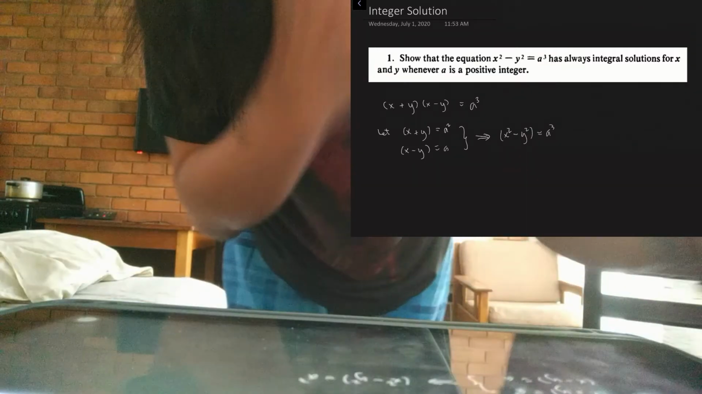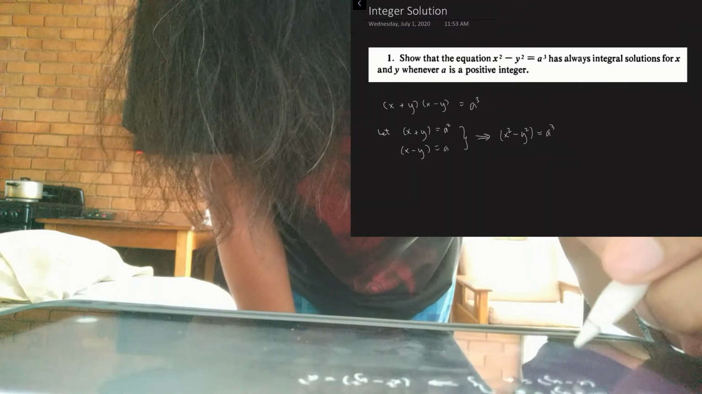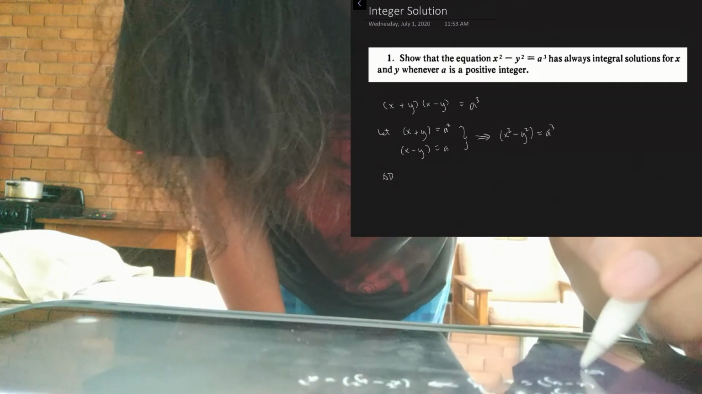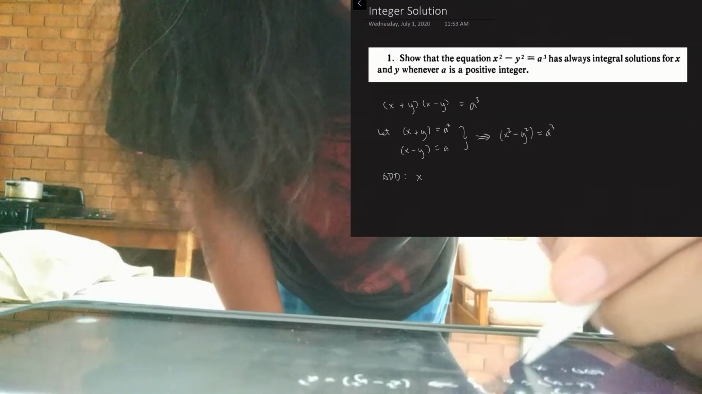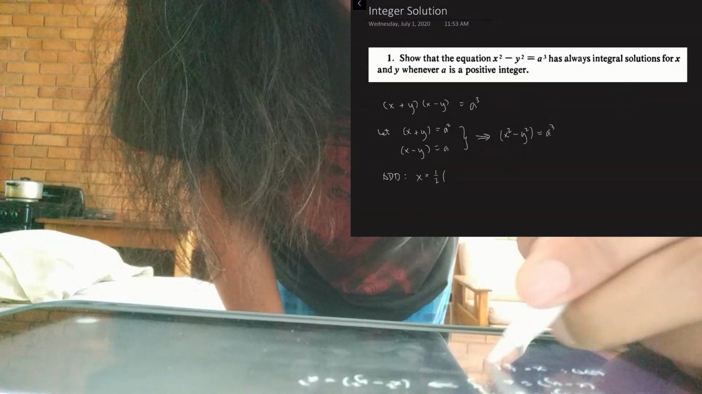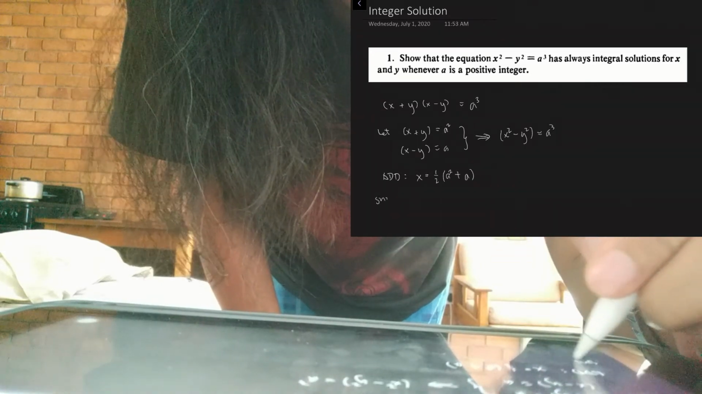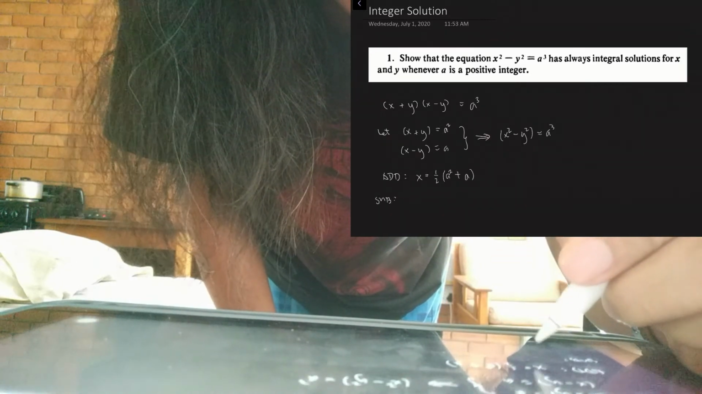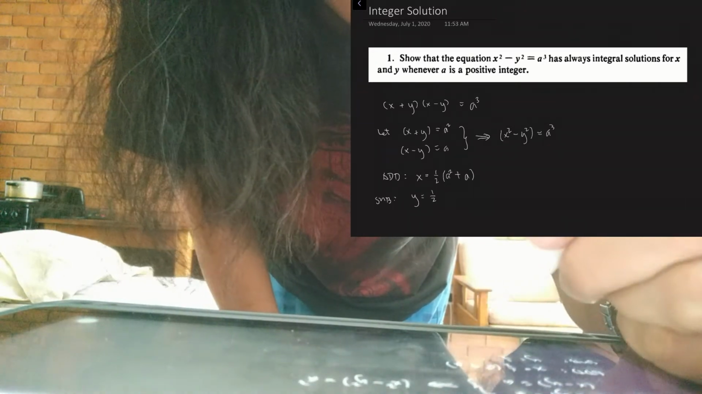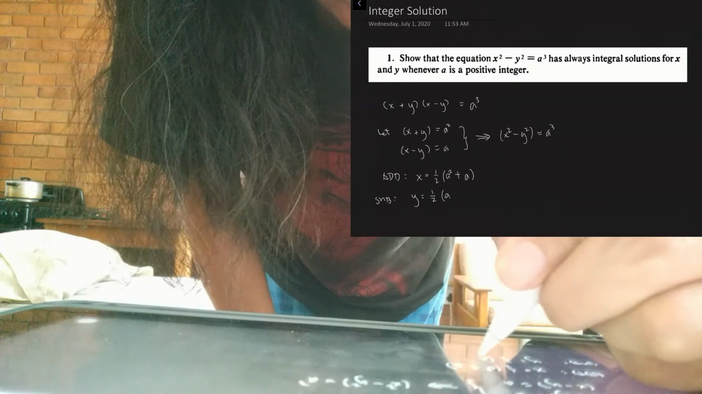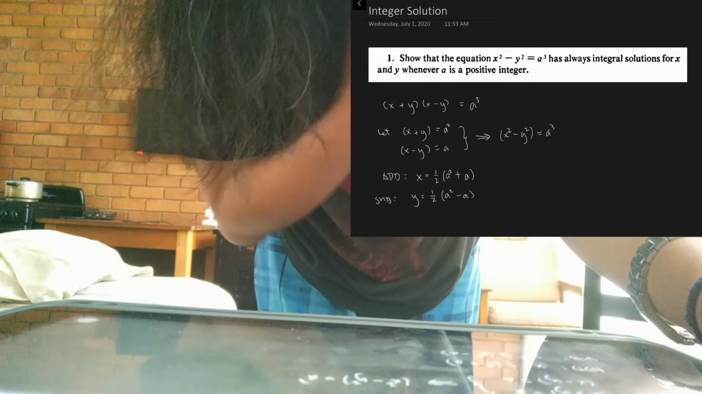Whew, that was tough. But yeah, like I said, let's add the equations. When you add the equations, it gives you x equals 1/2 (a squared plus a), correct? When you subtract both equations, it gives you y equals 1/2 (a squared minus a). Okay, so let's look at this.